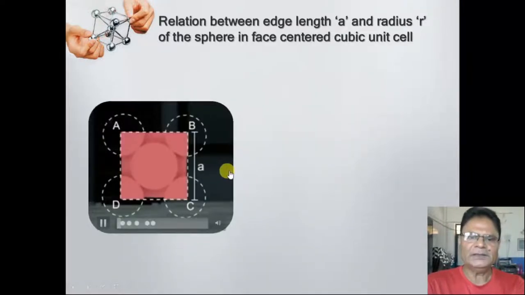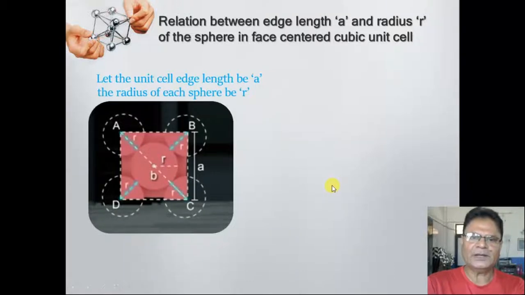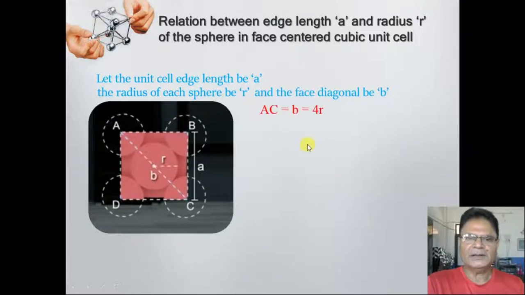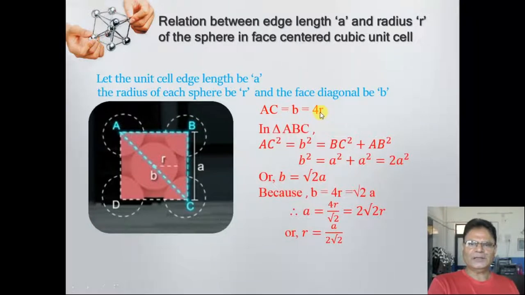Now if we consider edge length a, this is the edge length of the unit cell a, and face diagonal b, and radius of each sphere r. Then we can say AC is equal to b is equal to 4r. Now consider triangle ABC. In triangle ABC, AC square is equal to b square and is equal to BC square plus AB square.